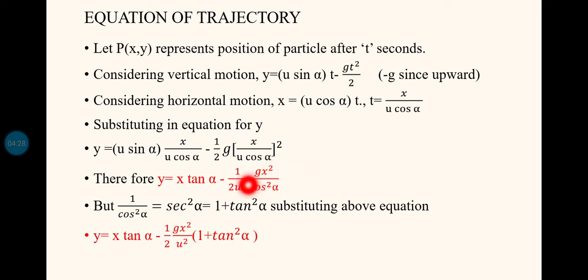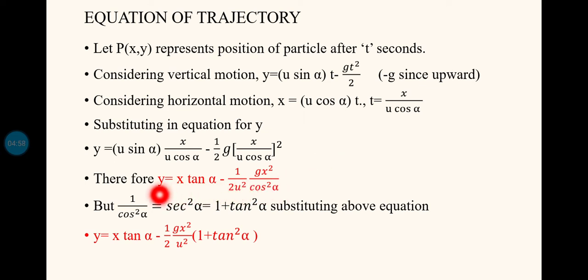So if you reduce this equation you will get y is equal to, here you can see sin alpha by cos alpha, that will become tan alpha, and this u and this u will cancel. Therefore x tan alpha minus half into g, this u square we are taking outside, so minus 1 by 2 u square into g x square divided by cos square alpha. This is the general equation for the trajectory of a projectile.